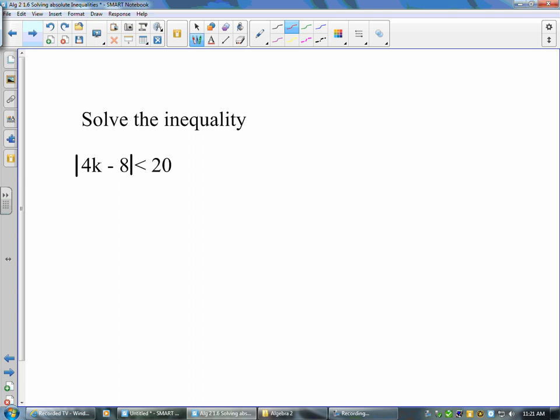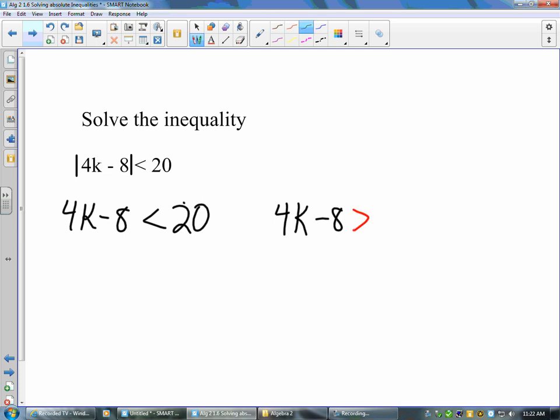So we'll solve this inequality. And when we solve an inequality such as this, remember, we go back to our two cases. The first case is going to be the positive case: 4k minus 8 is smaller than 20. And we treat it just like that. We don't change anything for the positive case. We just drop the bars. The negative case is going to look similar. It'll be 4k minus 8, but we're going to flip the sign and make the other side negative.